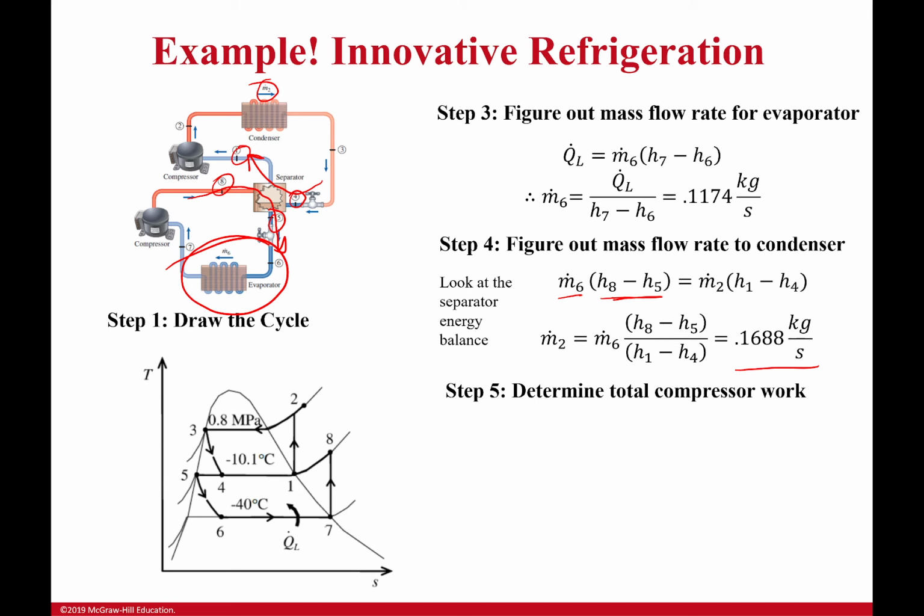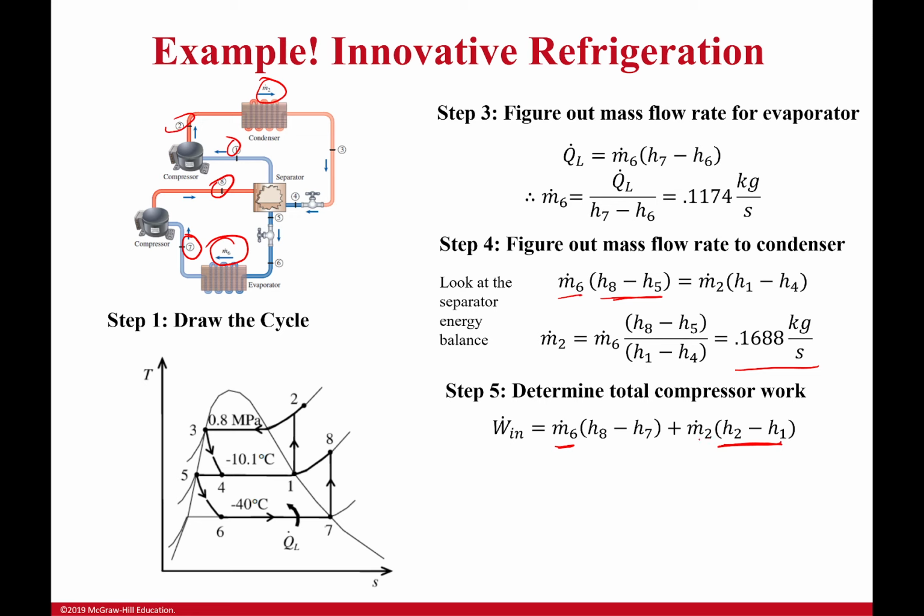Now we're going to find the total compressor work. What is that? Well, it's equal to my mass flow rate times the change in enthalpy across each compressor. So I have 0.7 and 8 for this compressor multiplied by that mass flow rate. And then for the condenser, I have points 1 and 2 going across that compressor. So I'm saying, what's the change in enthalpy that came from my compressor multiplied by the mass flow rate? And what's the change in enthalpy times mass flow rate for my second compressor? Add them together, and I get about 8.0193 kilowatts.